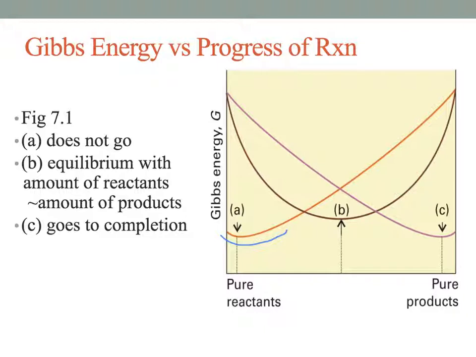So basically, this graphic just showed us how the Gibbs energy varies depending upon the type of reaction progress we can expect. It would look like this for a reaction that does not go and pretty much is all reactants. The curve would look like this if we have an approximately equal mixture of products and reactants. And it would look like this if we expect the reaction to go to near completion.